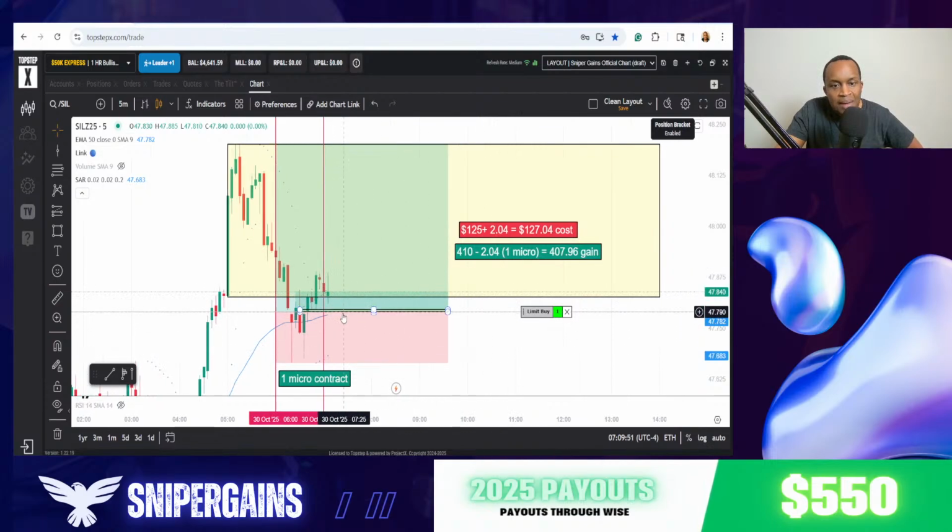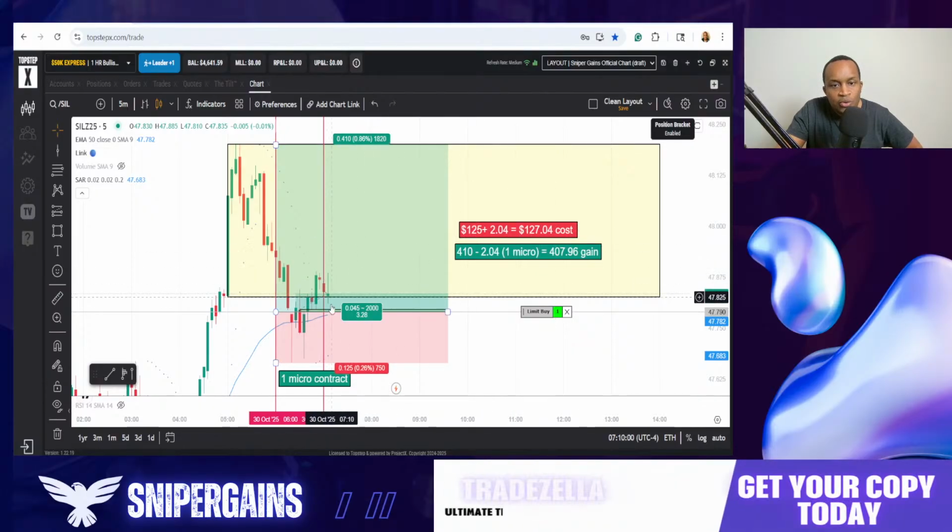Now, whatever happens, we fully accept this risk of 127.04. Like, we have to accept it. Sometimes it can go super deep and then push up without taking out the stop loss. Sometimes it can just go in and just plummet.